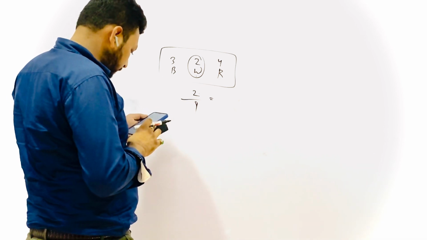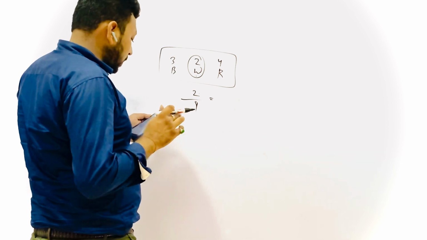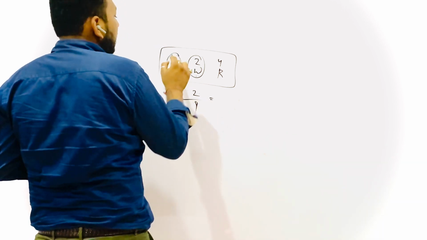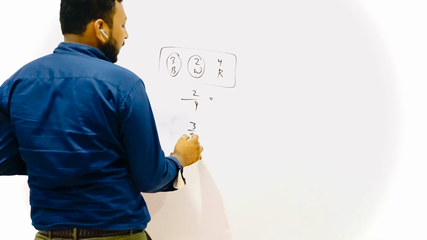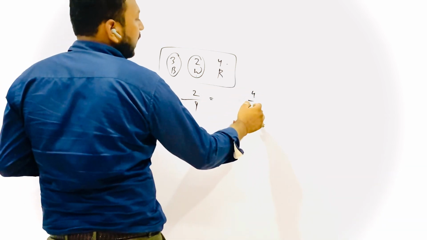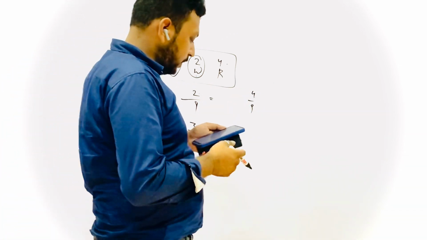Okay, second is the probability of getting blue. Blue is 3 upon total, so 3 by 9. The probability of getting red is 4 by 9. Simple. Example number 9. So how many are there? Let me see. Okay, it is up to example number 13, the first exercise.